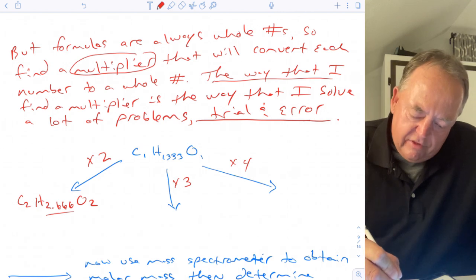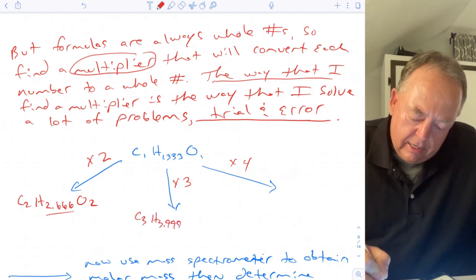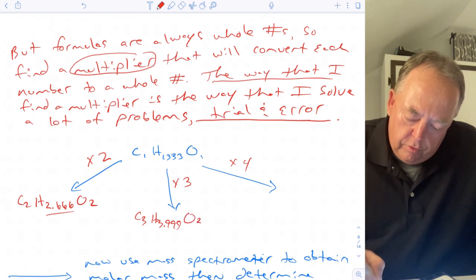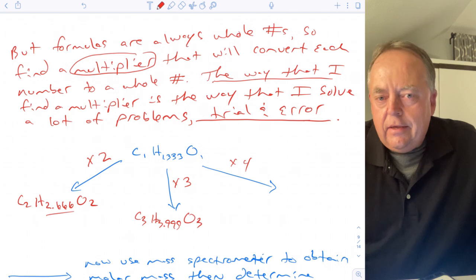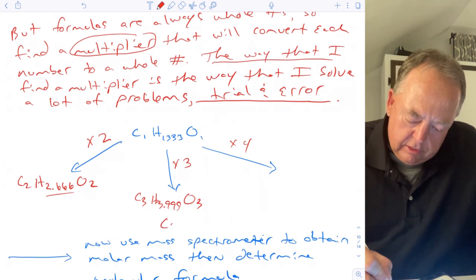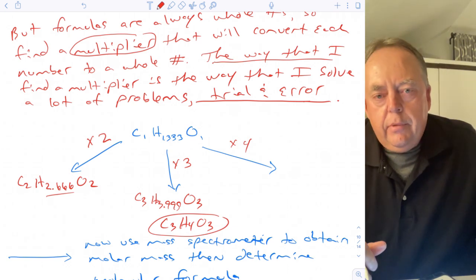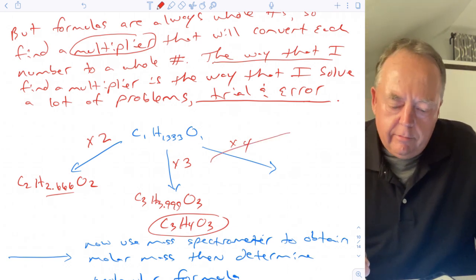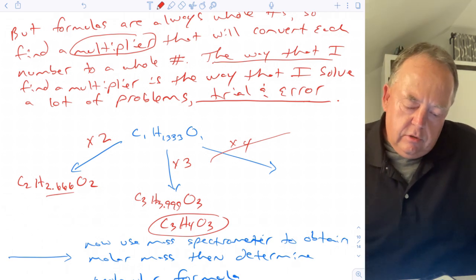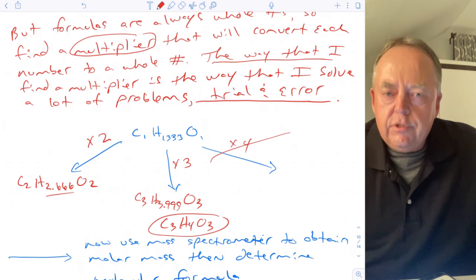So let's multiply everything by 3. So that's C3H3.999O3. Is 3.999 close enough to 4 to call it 4? Yes. So this is C3H4O3. That would be your empirical formula. So we don't need to go any further. We don't need to try it times 4. So we just incrementally work our way up until we find whole numbers for everything.